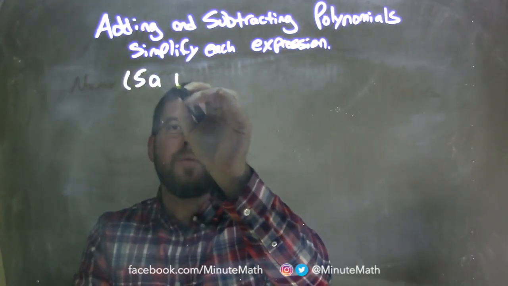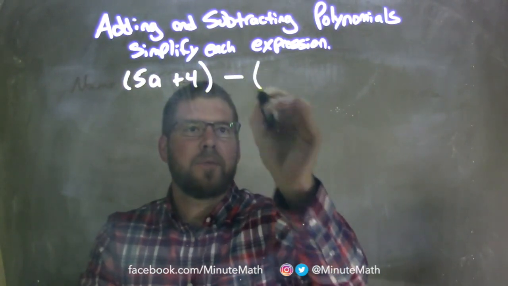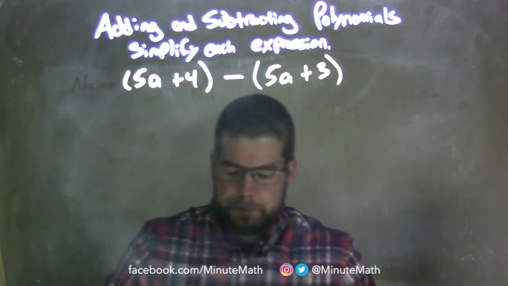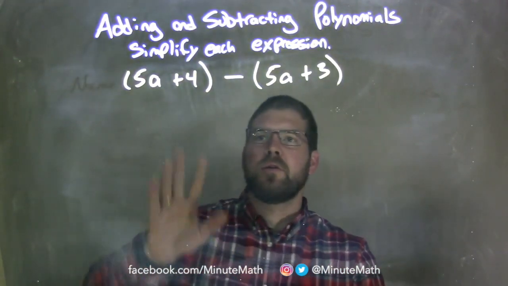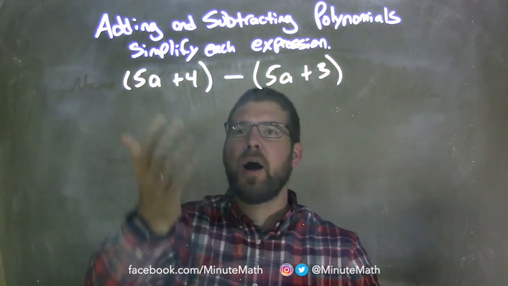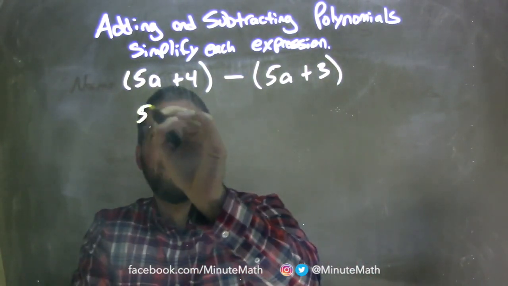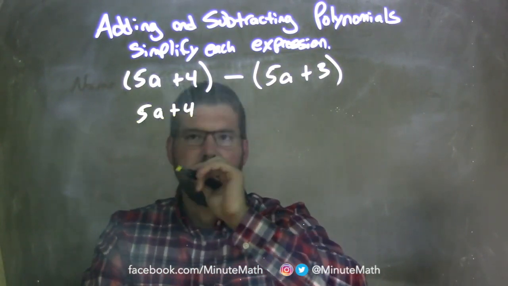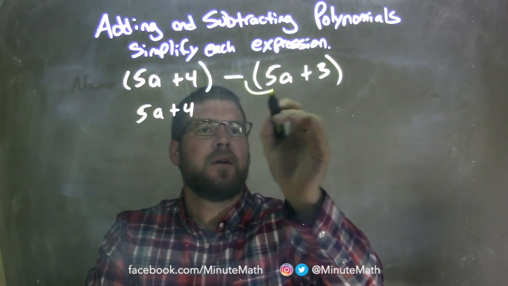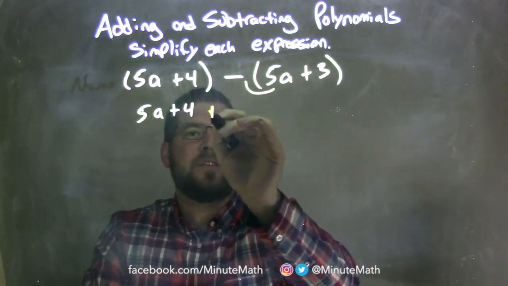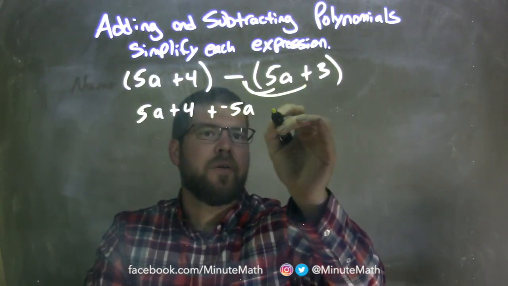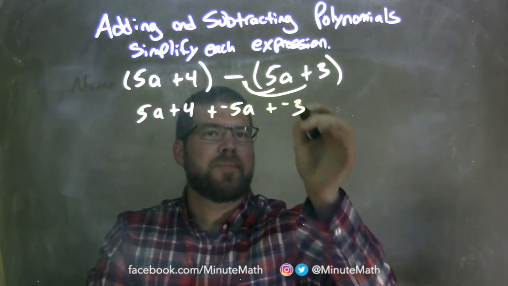5a plus 4 minus, parentheses again, 5a plus 3. Okay. Well, first thing I want to do is I look in both parentheses, and there's nothing I can simplify within each parenthesis. So now I'm going to rewrite this left side, 5a plus 4. But now I'm going to distribute that minus sign. Distributing the minus sign, subtracting a 5a is the same thing as adding a negative 5a. And subtracting, we're adding a negative 3 right here, right? Just added that negative 3, okay?